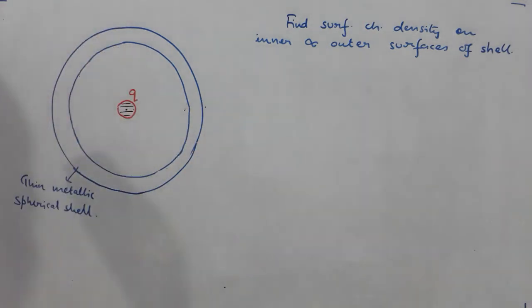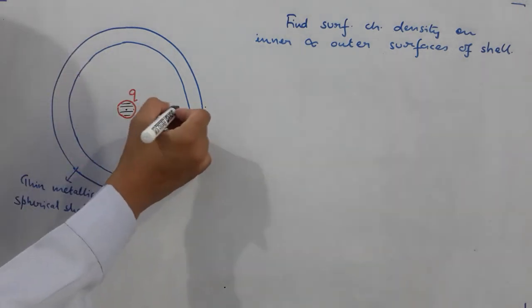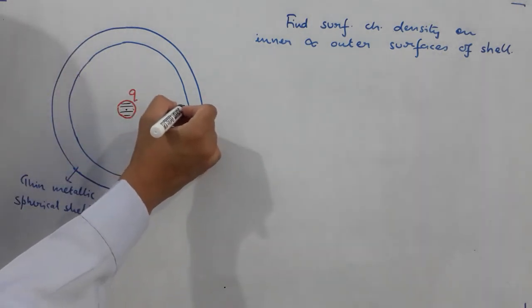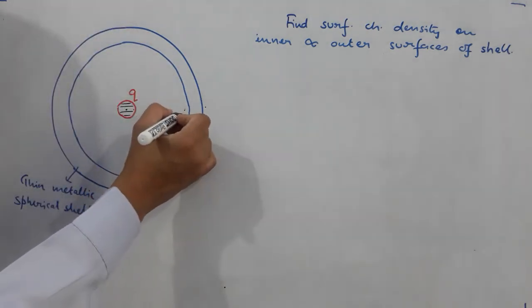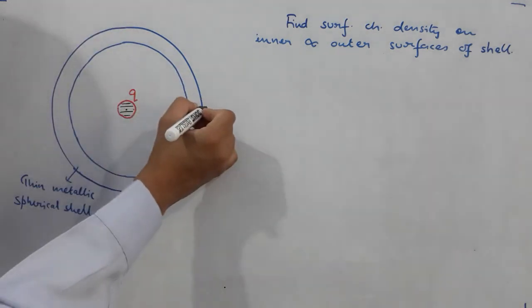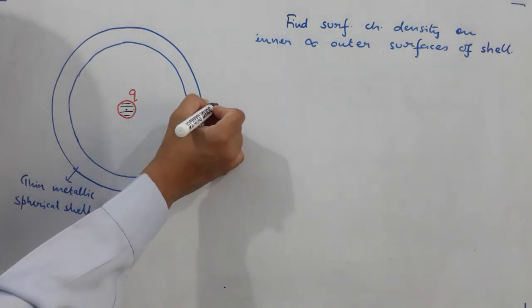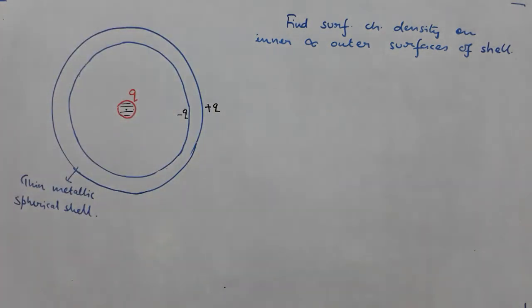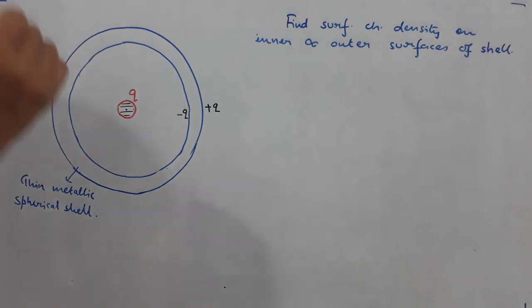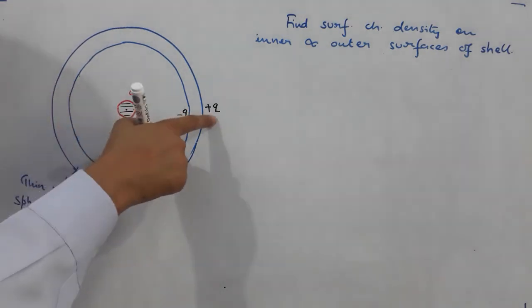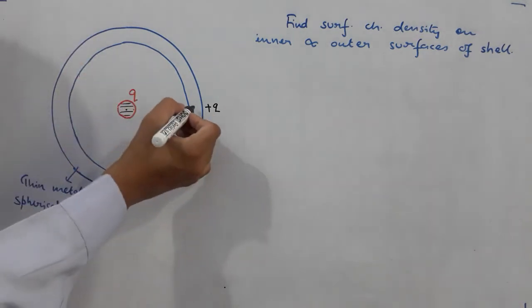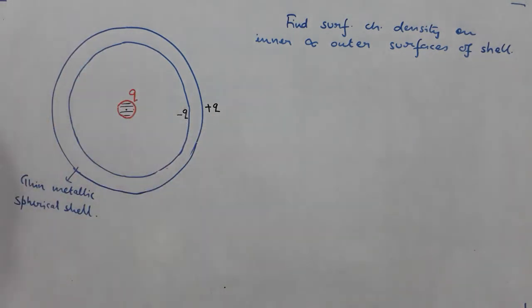In fact, we can use Gauss law to tell that this inner surface of the cell will develop a charge minus Q, and the outer one will develop a charge plus Q. If Q is positive, then this will be negatively charged and this will be positively charged. There will be no net charge within the conducting body. We have discussed electrostatics of conductors, there we had seen.